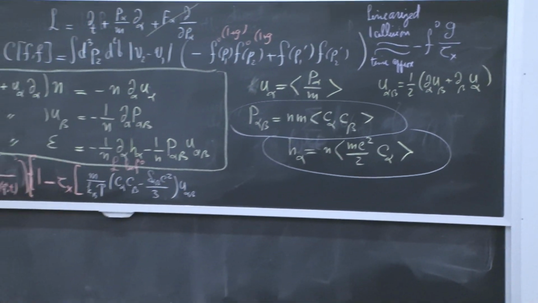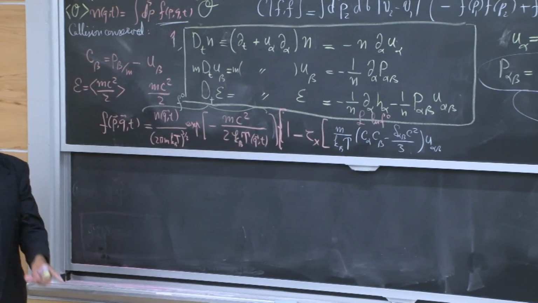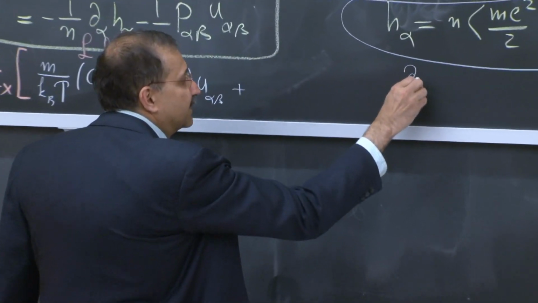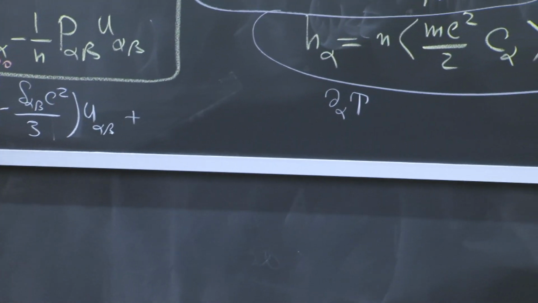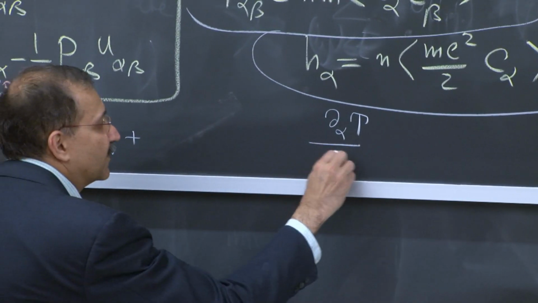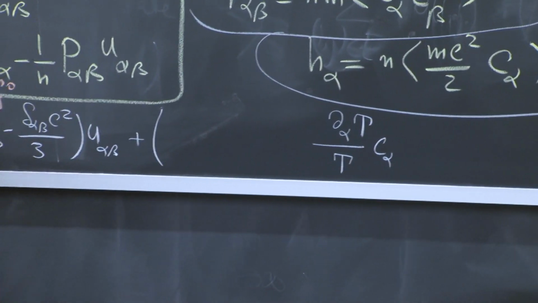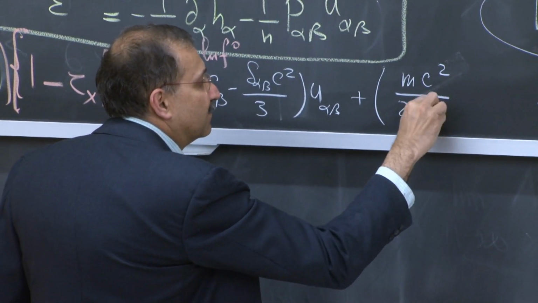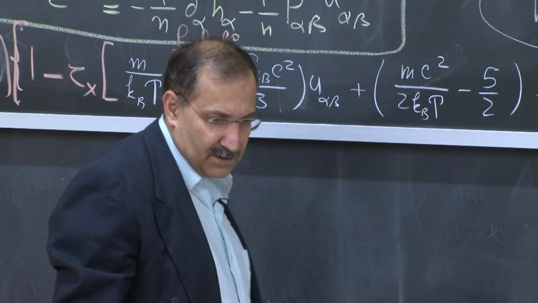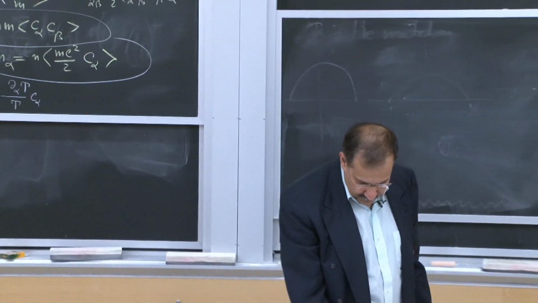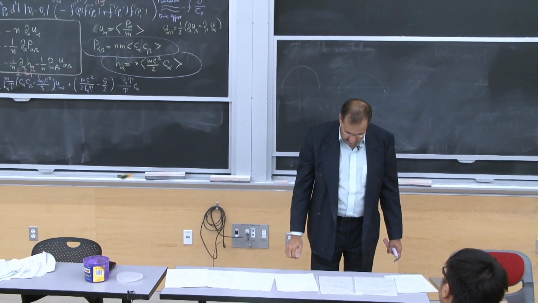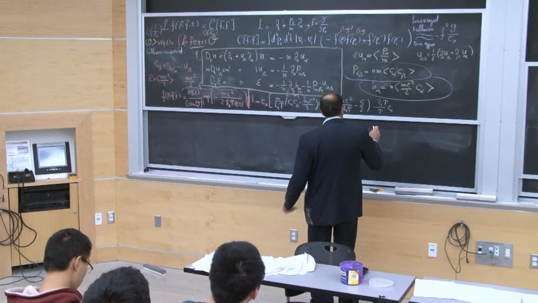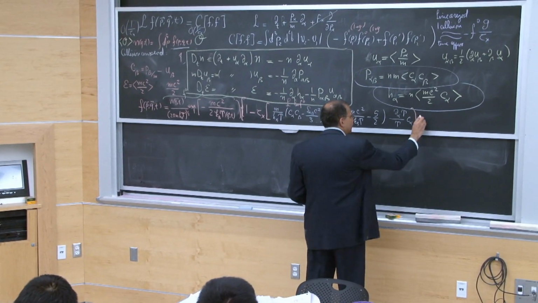And then there are derivatives that will act on temperature, because temperature is allowed to vary from position to position. So there will be a term that will involve the derivative of temperature. In fact, it will come in the form of 1 over T c alpha multiplying another combination, which is m c squared over 2kT minus 5 halves. Let me see if I got all of the factors of 1/2 correctly. Yeah. OK, so this is the first order term.